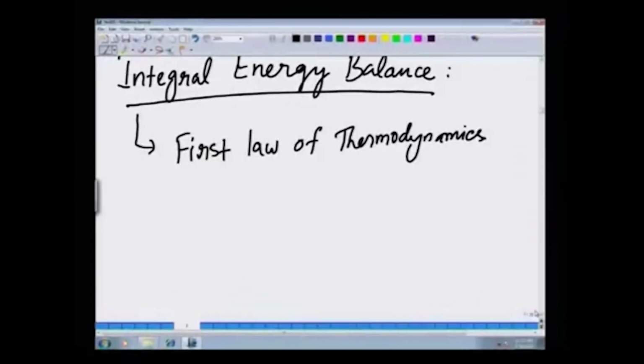Welcome to lecture number 16 of the NPTEL course in fluid mechanics for chemical engineering undergraduate students. Today we are going to discuss the integral energy balance, and we started this discussion very briefly in the last lecture. And as I told in the last lecture, all the fundamental integral balances in fluid mechanics, namely mass, momentum, energy, they rest on a fundamental physical principle.